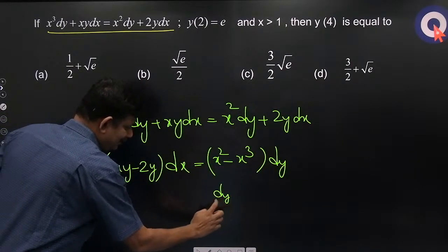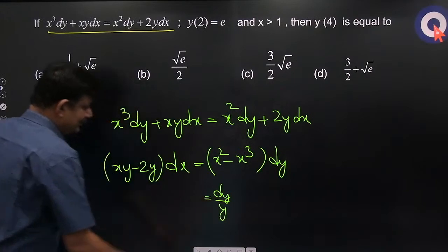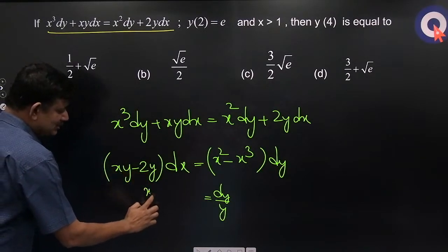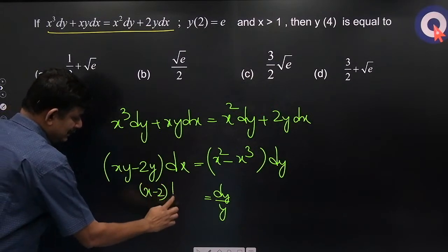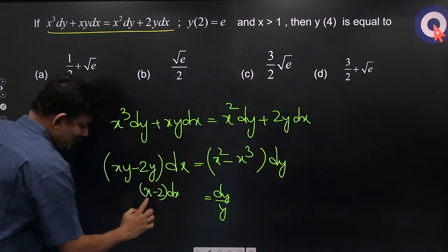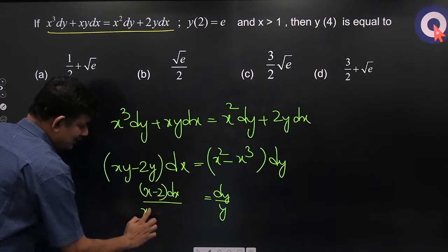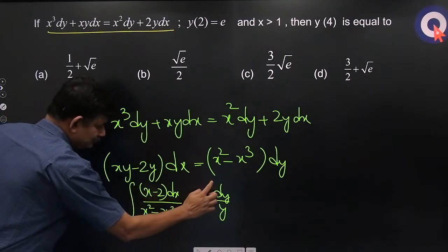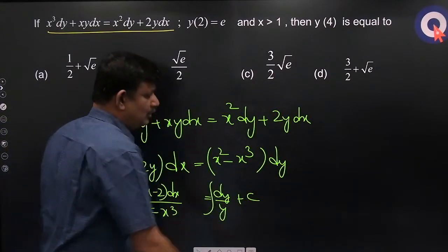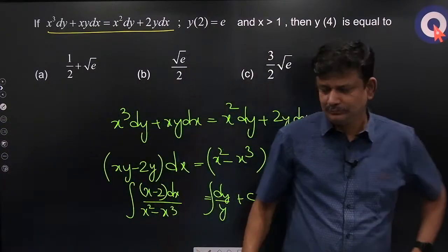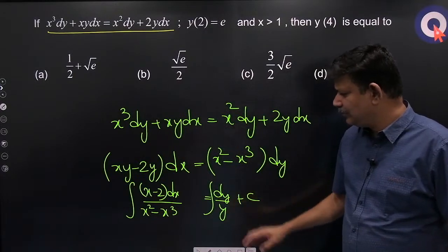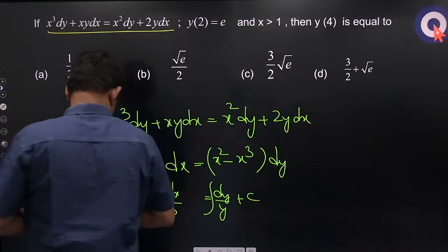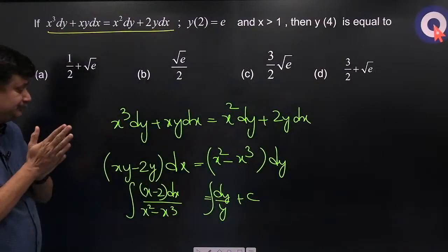dy बाई y इज इक्वल टू, यहाँ पे क्या बचा हुआ है, y कॉमन लिया तो x माइनस 2 dx एंड इसको यहाँ से डिवाइड कर रहे हैं तो ये एक्स स्क्वायर माइनस एक्स क्यूब हो गया। दोनों को इंटीग्रेट कर दो और प्लस सी ऐड कर दो। इसका इंटीग्रल सिंपल है लॉन भाई। अब इसका इंटीग्रल उतना सिंपल नहीं है कि नहीं?